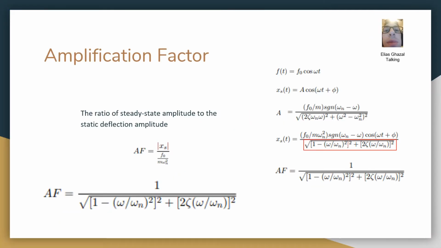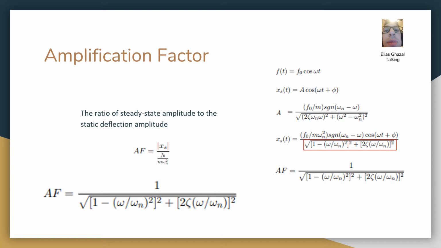Assuming the forcing function on a spring mass damper system is of the form F naught times cosine omega t, one can take the steady state solution to be equal to A times cosine omega t plus the phase angle phi. After taking the derivatives of the steady state solution and plugging them into the equation of motion to solve for A, one gets the following answer for A.